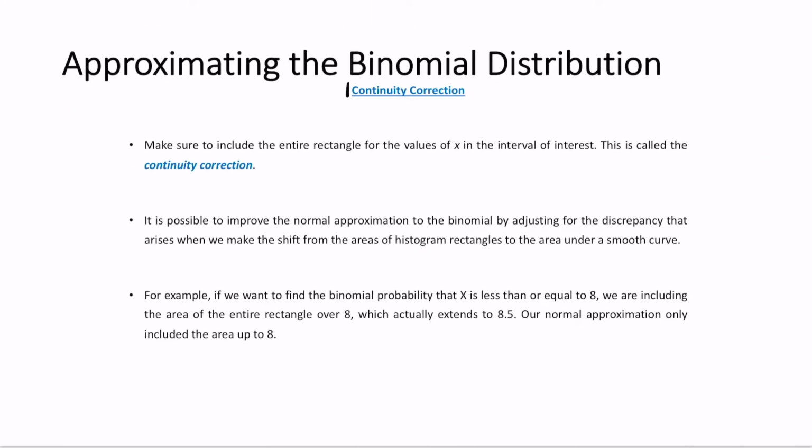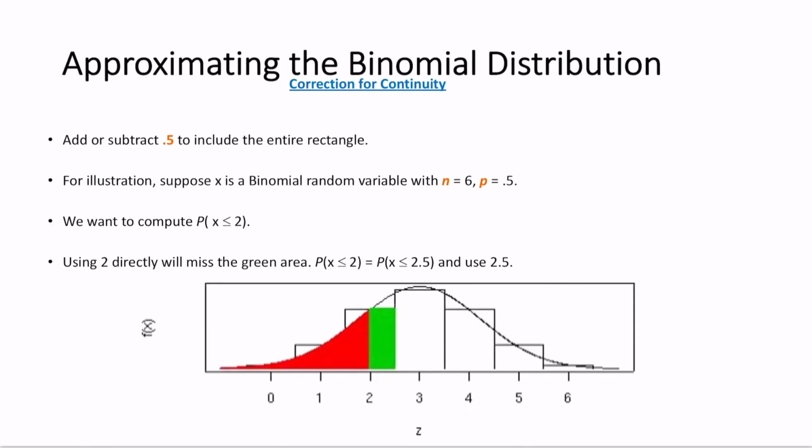But we do have to make some corrections to the values. So we use what we call a continuity correction. The reason we do that is because the binomial distribution is a rectangular distribution while the normal distribution is a curved distribution. Notice this area here is actually missing. This missing area has to be compensated somewhere else, which means that we'll have to compensate for that. The compensation is 0.5. So what we do here is either add or subtract 0.5 to include the entire rectangle.